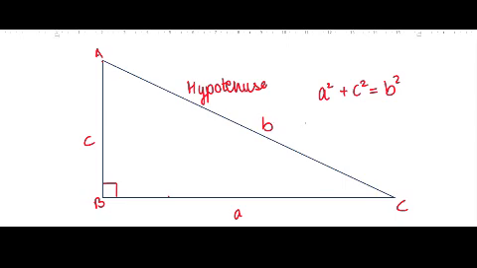And how do you actually write it? We write it as AB the whole square plus BC square is equal to AC square. Okay, you have to use the lengths. So AB square means the length of AB square, BC square means the length of BC square, and AC square means the length of AC square.